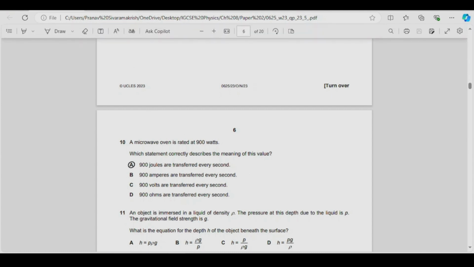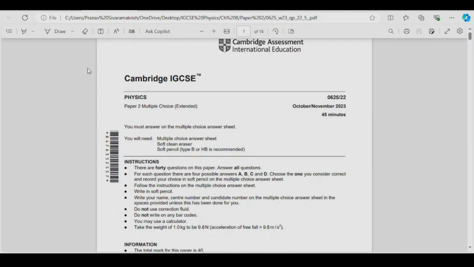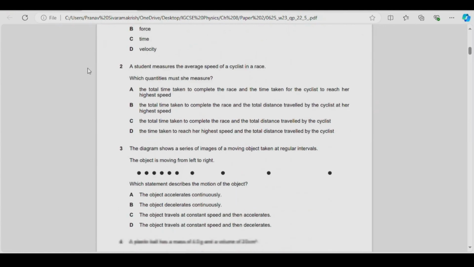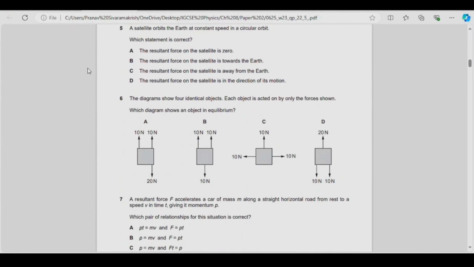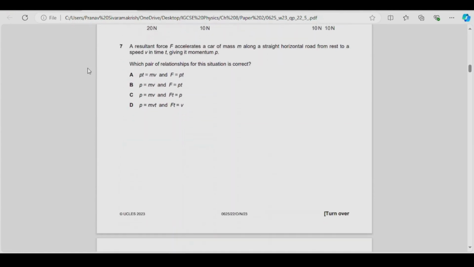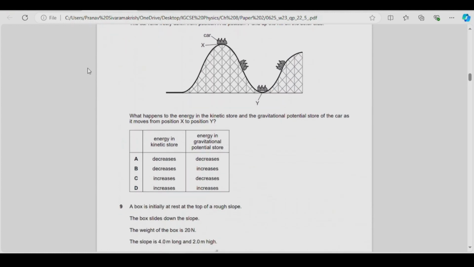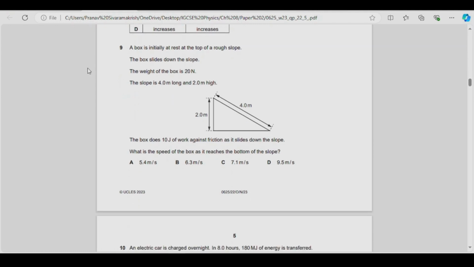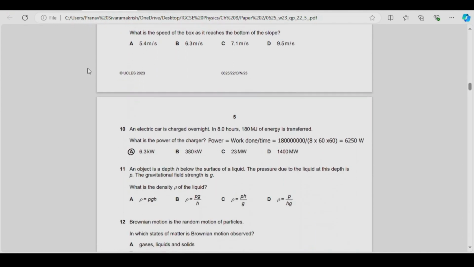So moving on to the next paper. The next paper is October 2023, and we're looking at variant 2.2. So if I go down, try to find the questions on work done and power. We've seen some of these questions around energy.